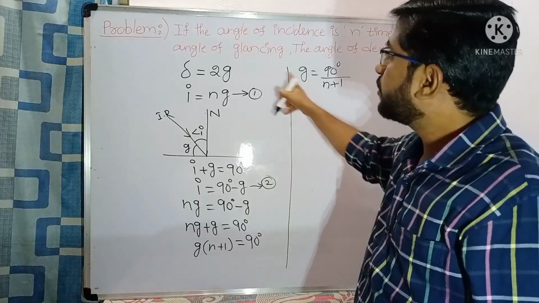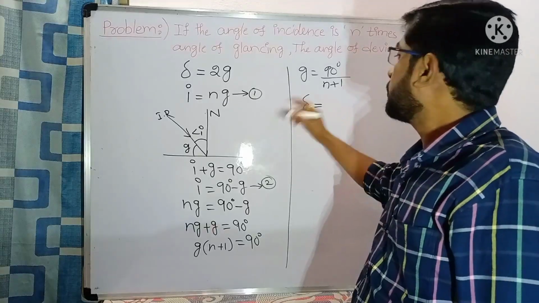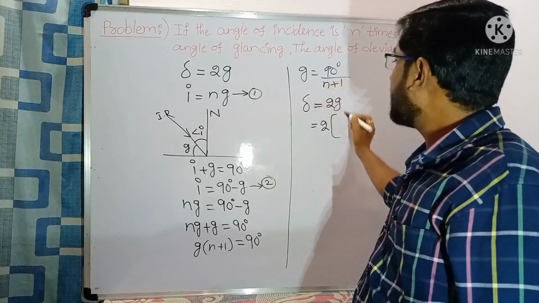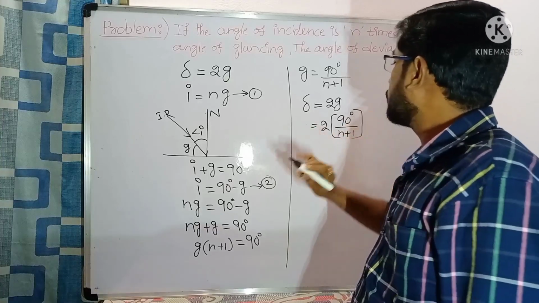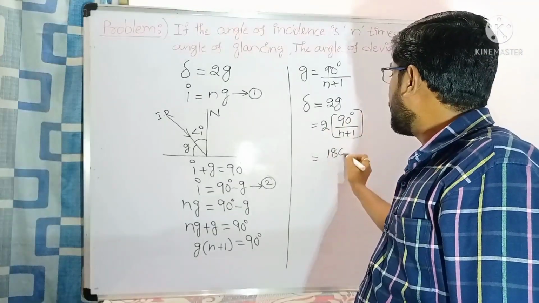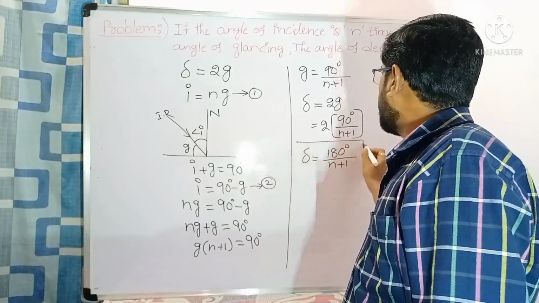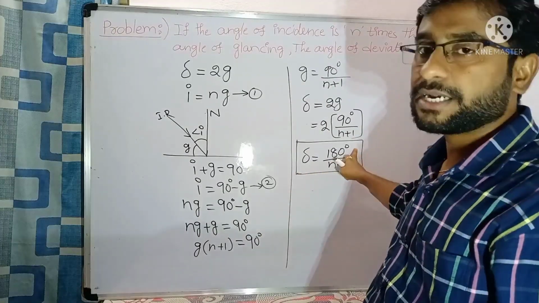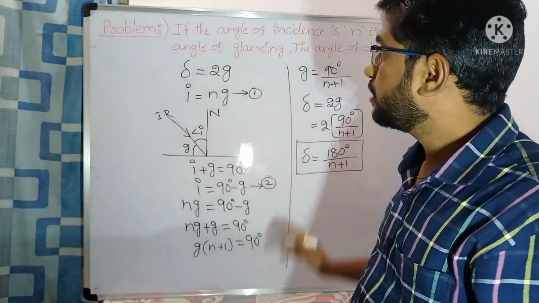Now this g value we want to substitute in the deviation formula. So deviation is equal to what? 2 times the glancing angle. So that is 2 into, and glancing angle is equal to how much? 90 degrees by n plus 1. So from this, 2 into 90 is 180 degrees by n plus 1. So this is the angle of deviation. The angle of deviation is equal to 180 degrees by n plus 1. So this is the problem.